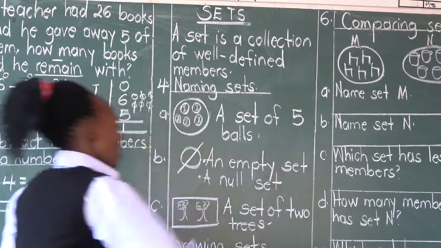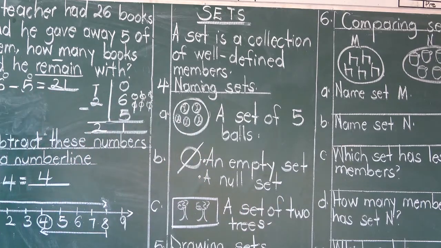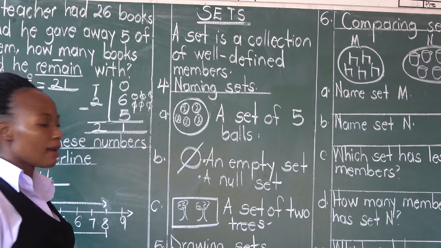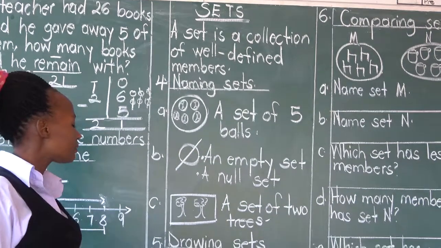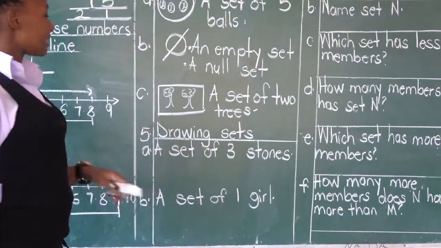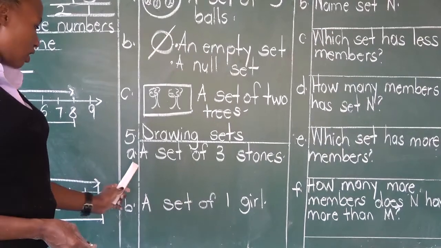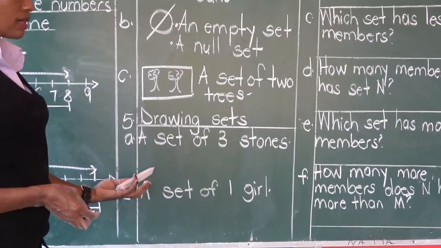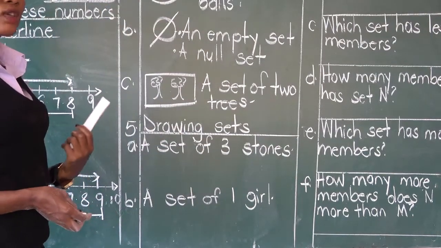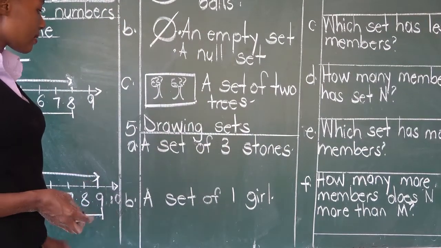Because I said you can either use a figure or a what. Now let's come to the next instruction or the next number. Still under sets we have drawing sets. Now they've given you this sentence, or they want you to draw this set. They've given you a set of 3 stones.